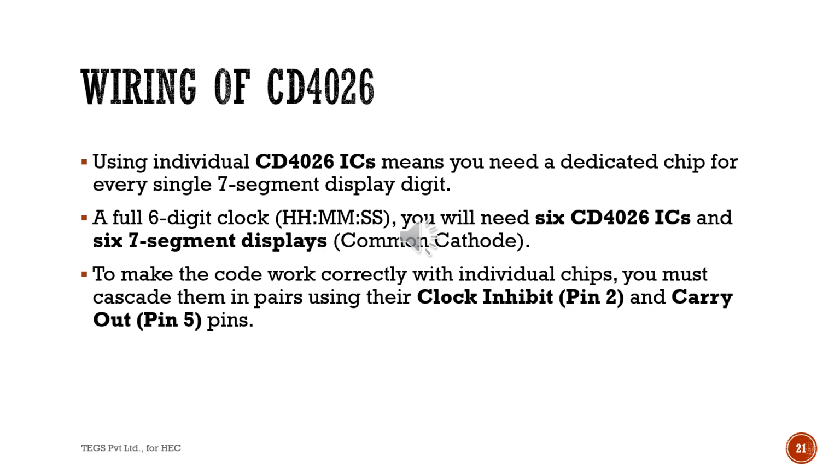Wiring of CD4026. Using individual CD4026 ICs means you need a dedicated chip for every single 7-segment display digit. For a full 6-digit clock, hours, minutes, seconds, you need 6 CD4026 ICs and 6 common cathode 7-segment displays. To make the code work correctly with the individual chips, you must cascade them in pairs using the clock inhibit and carry out pins, 5 pins.